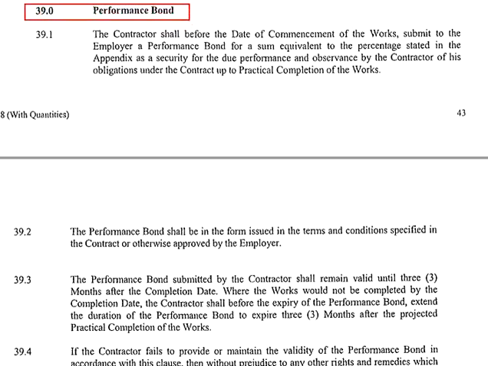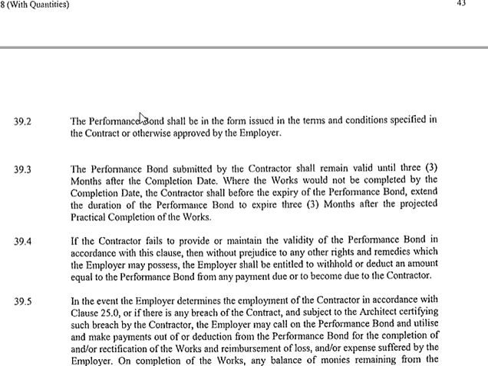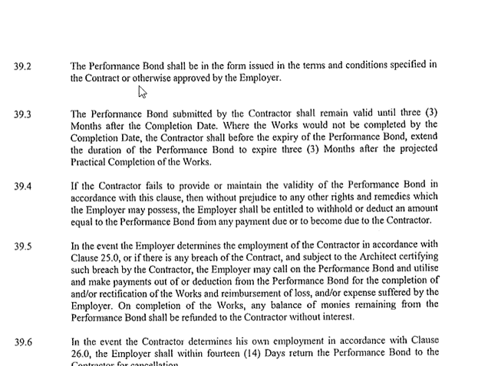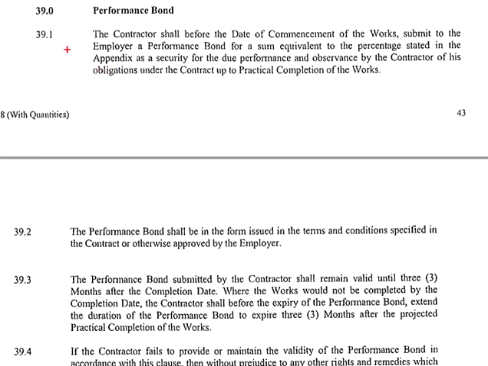Section 39 is about the performance bond. This is another important section. We have 6 clauses in total under these sections. For the full statement, you may refer to PAM Contract 2018.